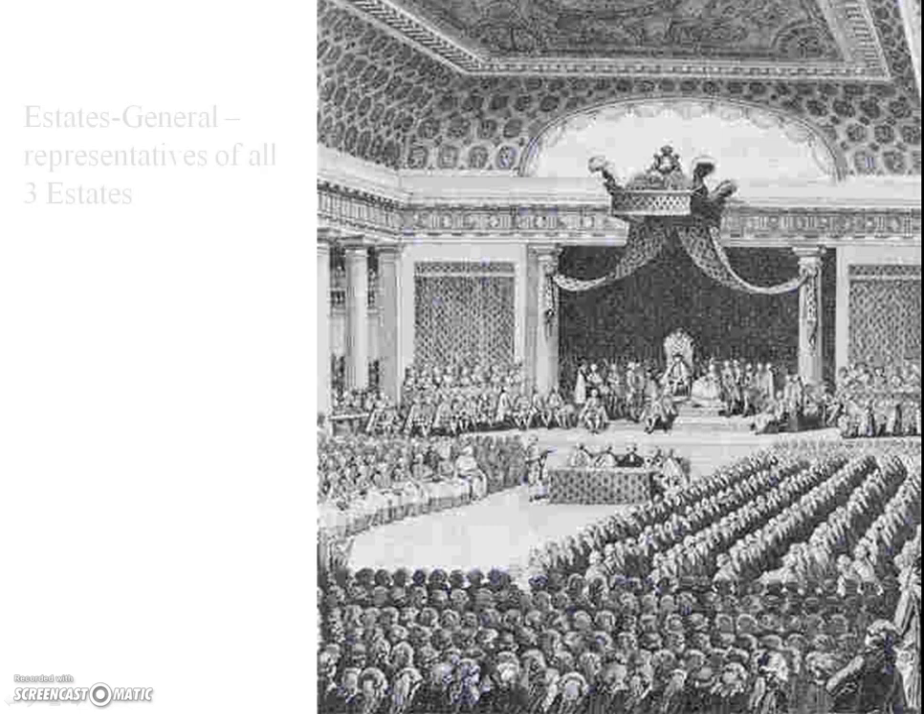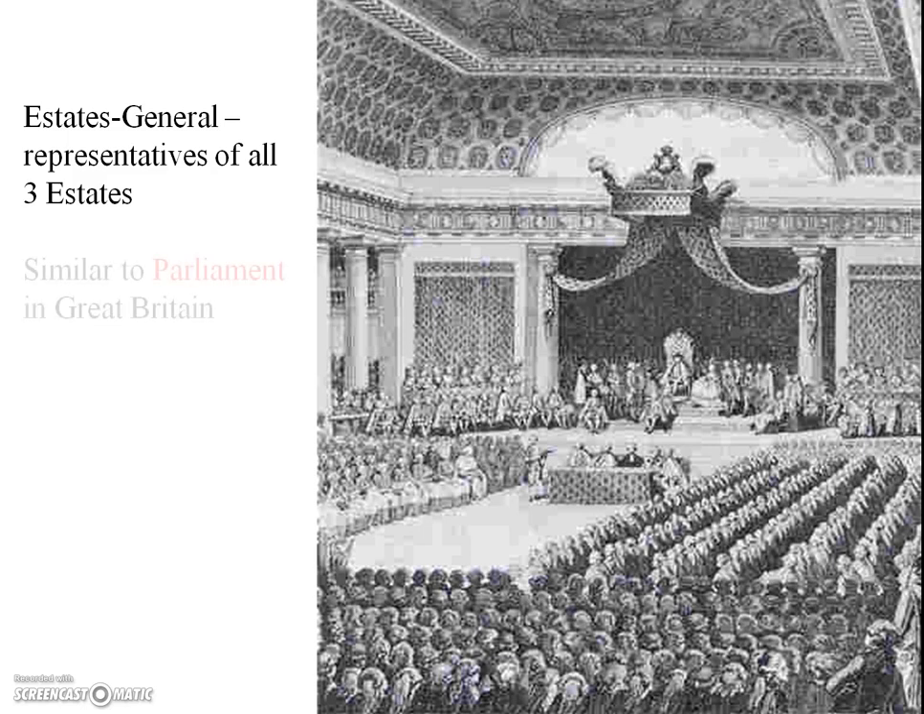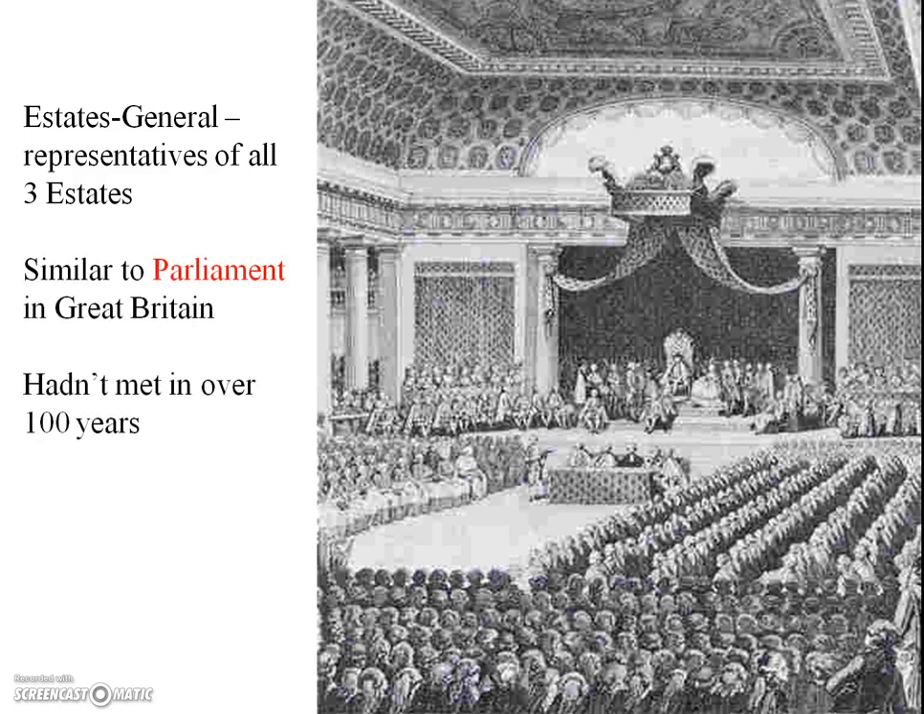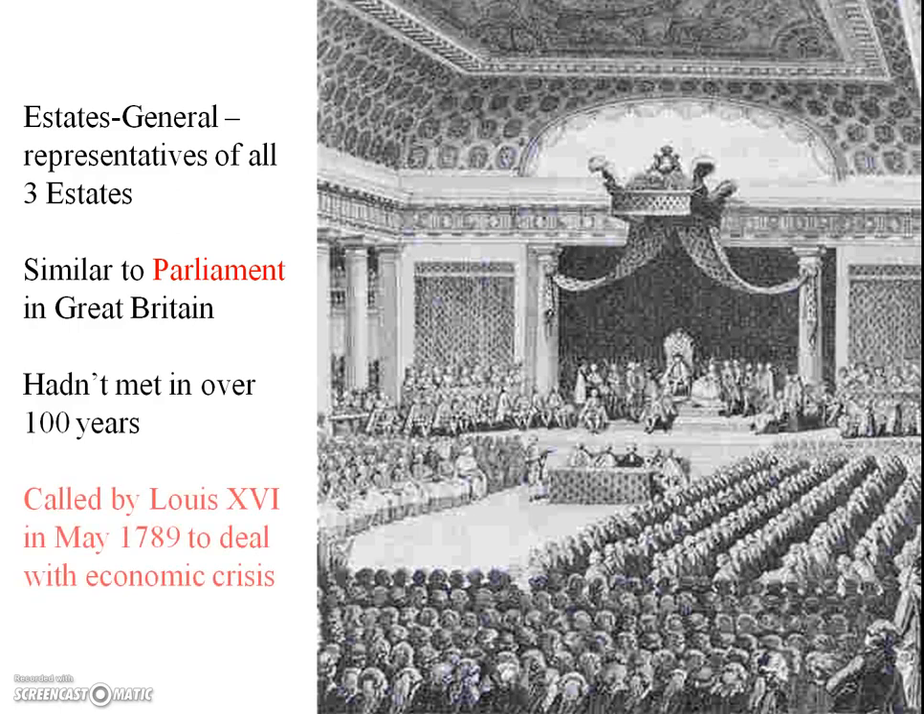By 1789, the situation had gotten so drastic that Louis XVI called together the French equivalent of Parliament, the Estates General. Hadn't been called in over 125 years. The idea is that they're going to somehow deal with the economic crisis.